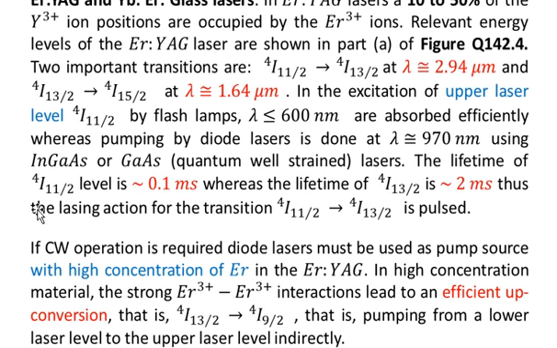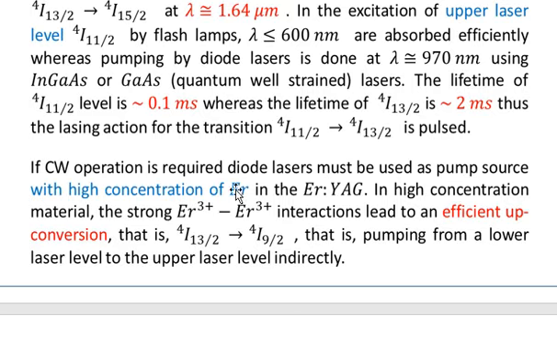The lifetime of the level 4I11/2 is approximately 0.1 millisecond, whereas the lifetime of the level 4I13/2 is approximately 2 millisecond. Thus, the lasing action for the transition from 4I11/2 to 4I13/2 is pulsed, because the lower laser level has a longer lifetime. So that's why pulsed operation is possible between these two levels.